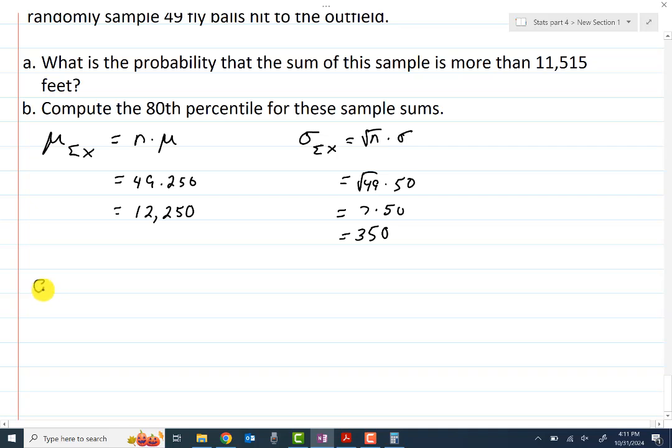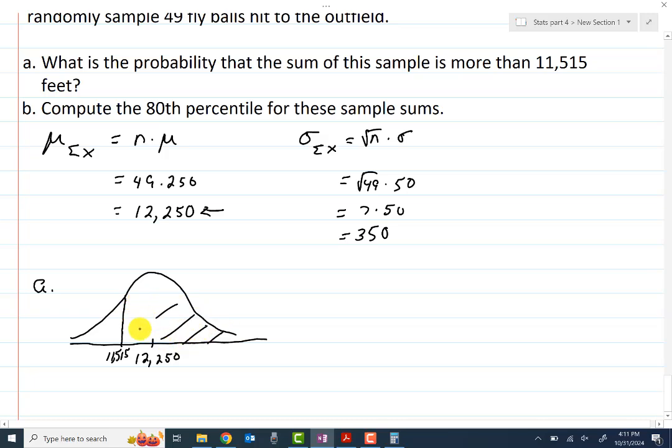Now we're ready to start working the problems. Part A, what's the probability that the sum of this sample is more than 11,515? Now you're remembering you're dealing with sums here. So your mean that you're going to use here is this guy. That'll be the center of your curve. And we want the probability that the sum of this sample is more than 11,515. So let me put that here. So we want to find this area then.